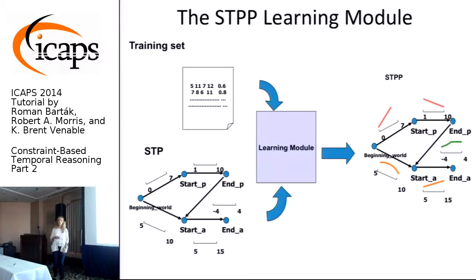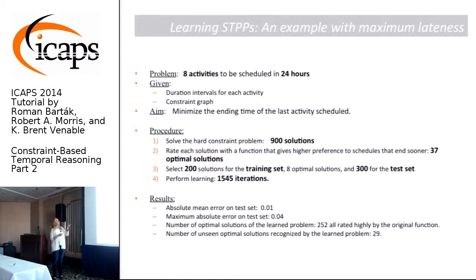what we, because in general, eliciting each of these would be expensive. Okay? So, for example, to give you an example, we generated a toy problem of 8 activities to be scheduled in 24 hours, and the global criteria was maximum lateness. So the solution, a schedule that would end the earliest would be the best. So we generated all 900 solutions and rated them. So we had 37 optimal solutions.